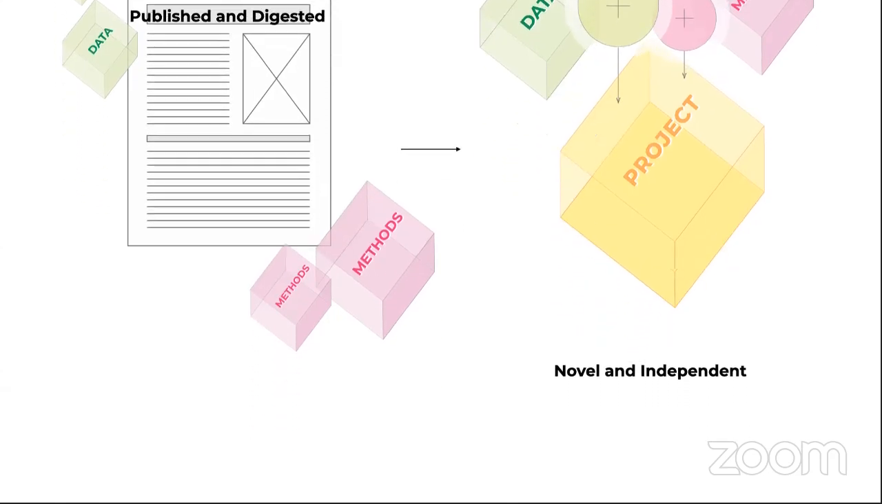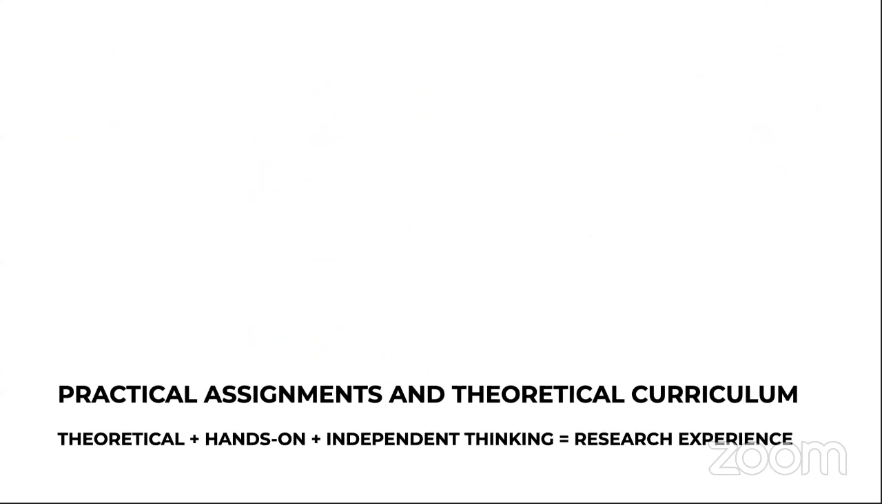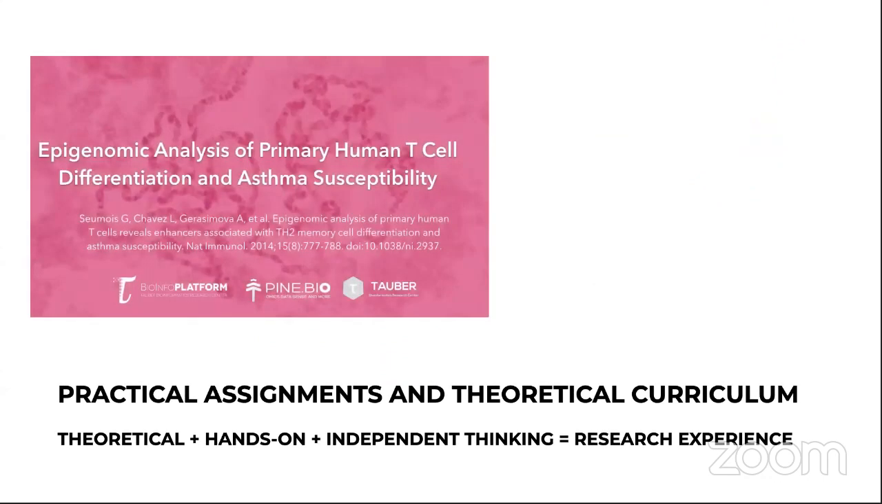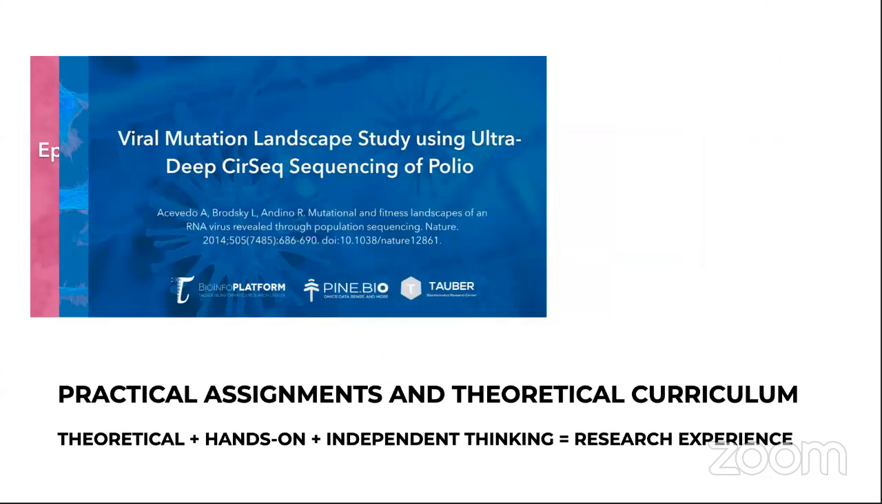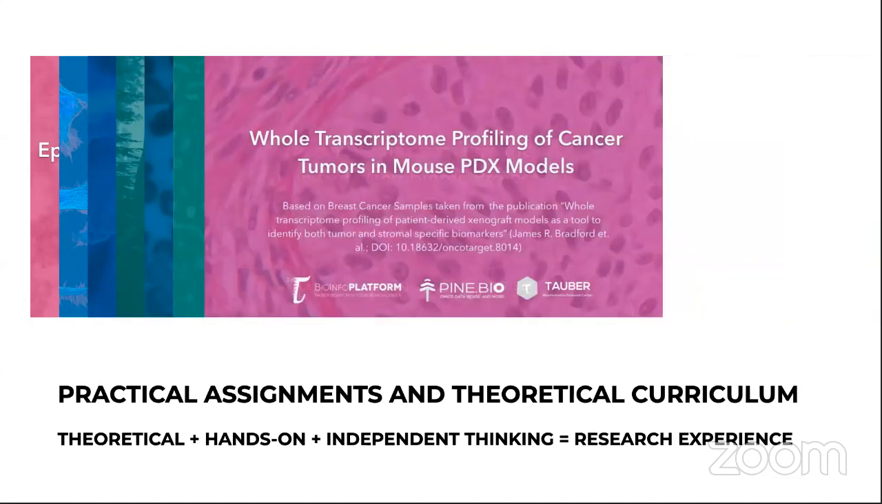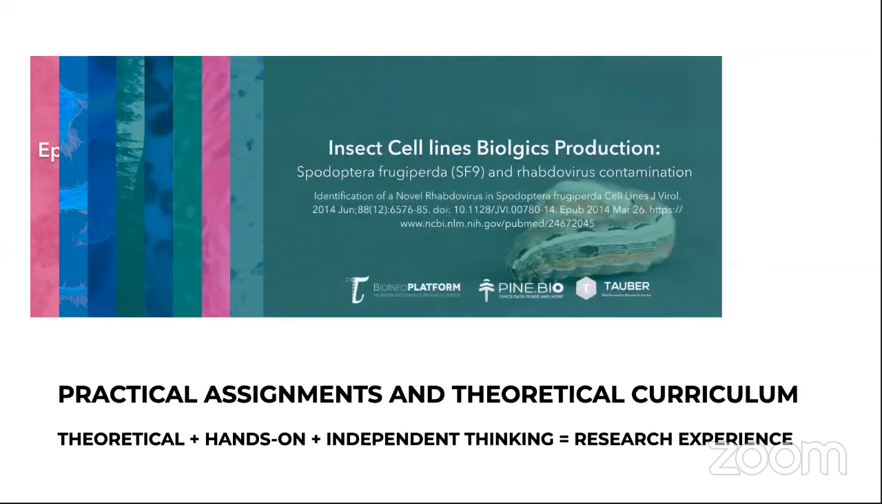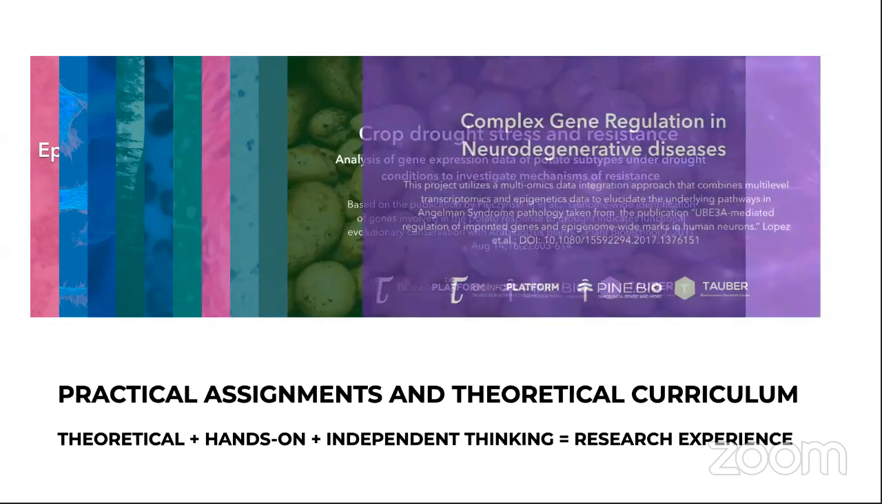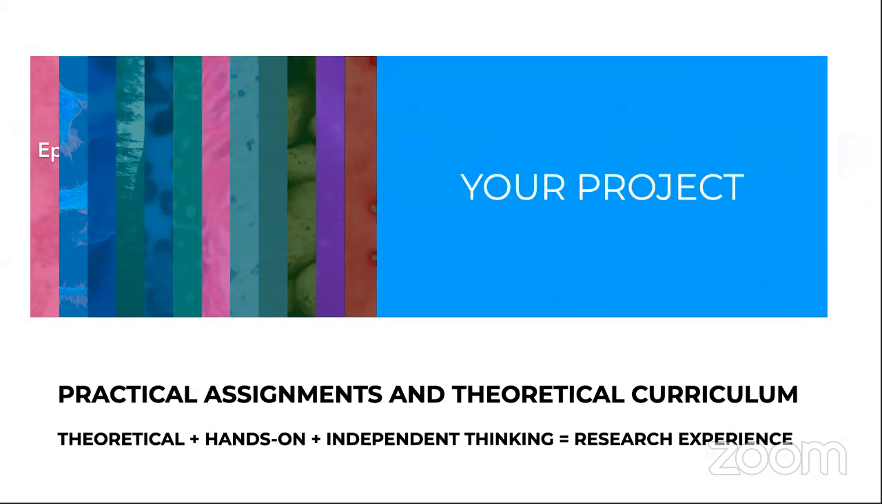For example, we have a series of projects that will be made available that include epigenomic analysis of asthma data, different viral and infectious diseases, changes in the transcriptome, different cancer-related projects, even agricultural and neuroscience projects. So ultimately, going through some of these examples, you'll be able to develop a project of your own.